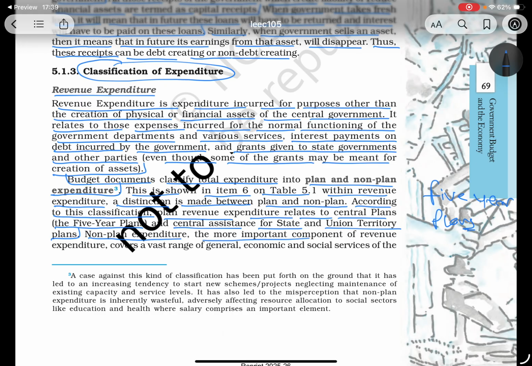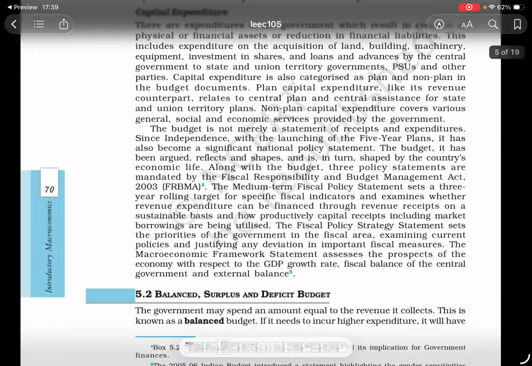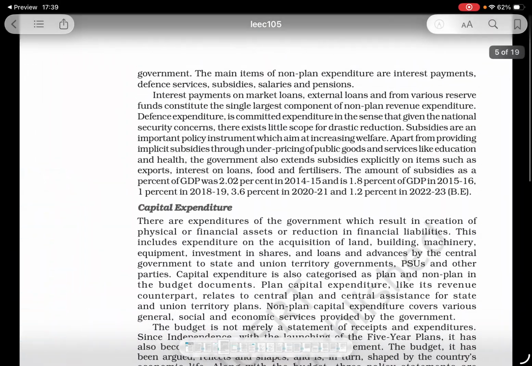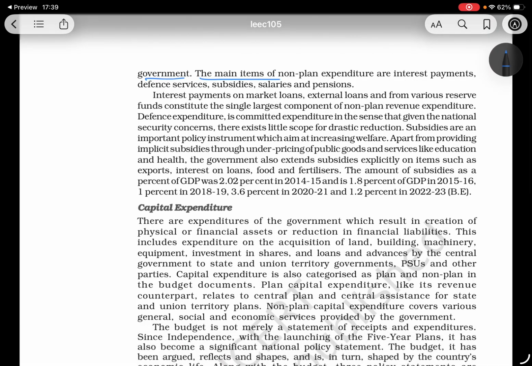Non-plan expenditure, the more important component of revenue expenditure, covers a vast range of general, economic, and social services. So, social services of the government. The main items of non-plan expenditure are interest payments, defense services, subsidies, salaries, and pensions. Interest payments on market loans, external loans, and from various reserve funds constitute the single largest component of non-plan revenue expenditure.